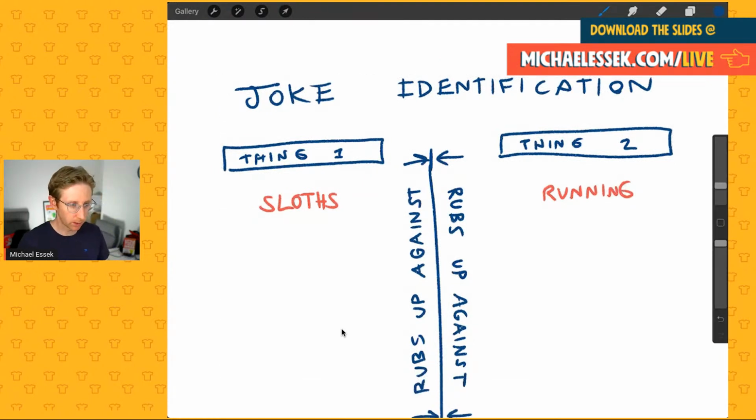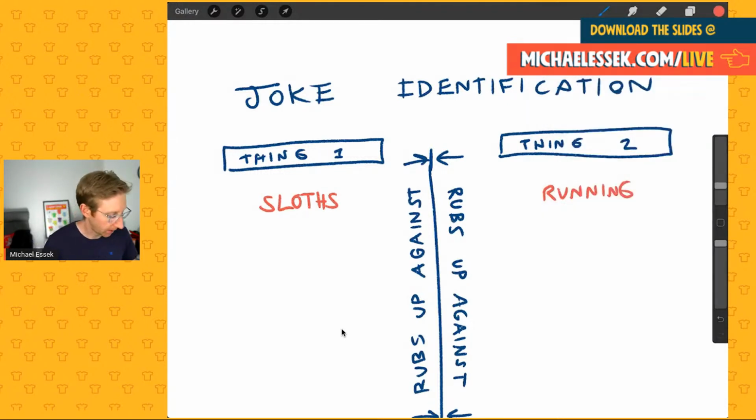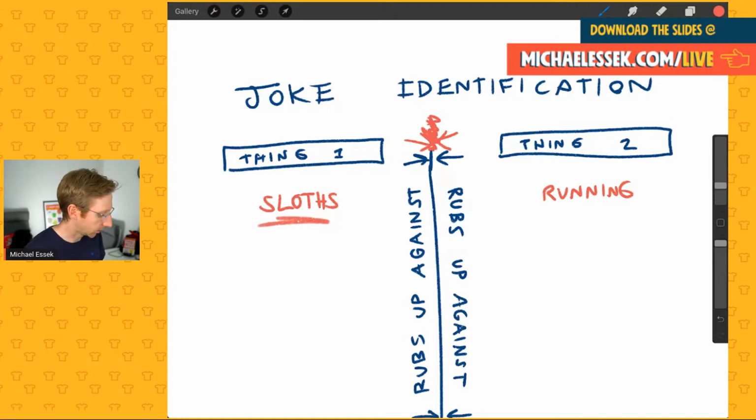This is just a very quick and brief summary of my theory behind what makes something funny. I think most jokes can be clearly identified as being the conflict between two things. Thing one on one side, thing two on the other side, and they rub up against one another and create this conflict, and that's what creates the joke. For example, an example from a t-shirt design might be sloths on one side versus something that doesn't work well with sloths, which is running, and those two run up against one another, and that creates a joke, and that can become a t-shirt design like a sloth running club.